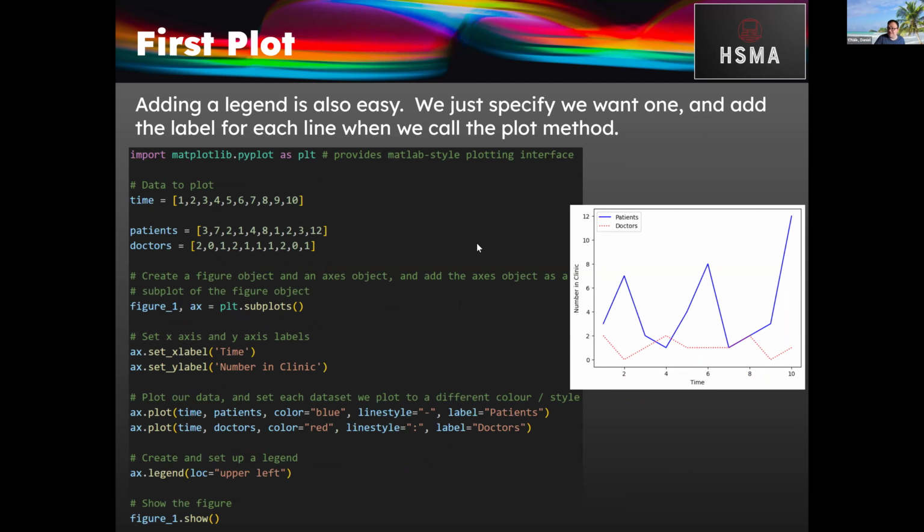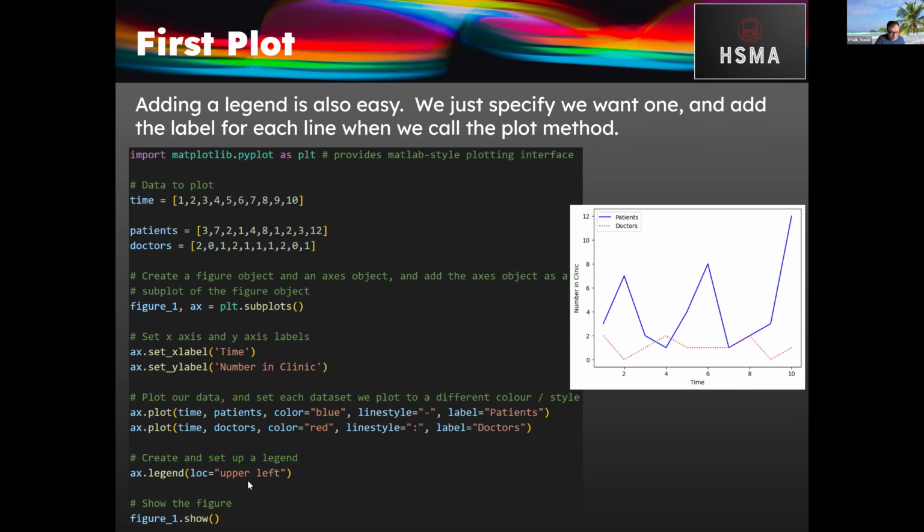And the good news is it's really easy to add a legend as well. We just basically specify that we want one, and also make sure that we add a label to each of the lines that we're plotting. So this is exactly the same as it was before, except this time, when I call the plot methods for each of the lines, as well as the colour and the line style, and the data, obviously, that I'm plotting, I'm also going to add an argument here that says label equals, and then a string, and that will represent whatever that line represents, and that will be used as the text in our legend. And again, I do that for the second plot for doctors.